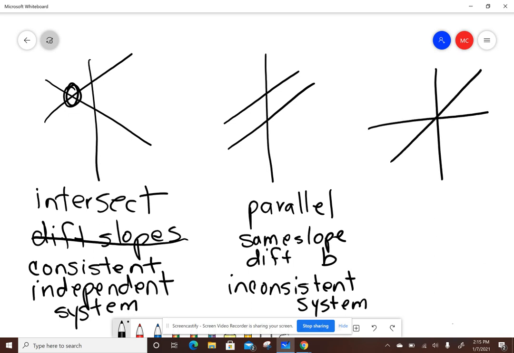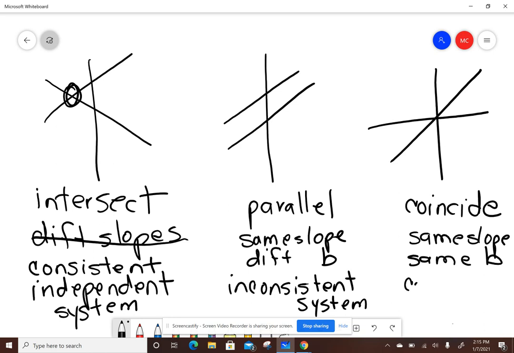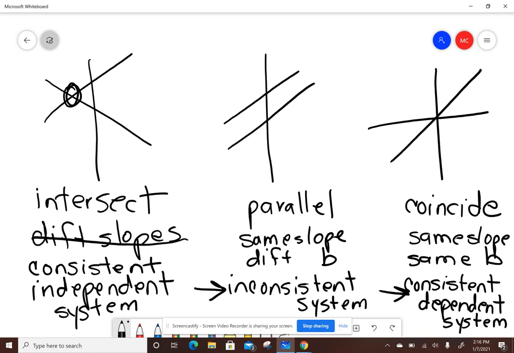Final scenario is coinciding lines. So these lines coincide. How do I describe coinciding lines? Same slope, same y-intercept. And we call this consistent dependent because they don't have a choice where they go. They have to go in the same direction system. So notice we use different vocabulary to describe a system versus vocabulary we use to describe lines, such as slope and y-intercept.